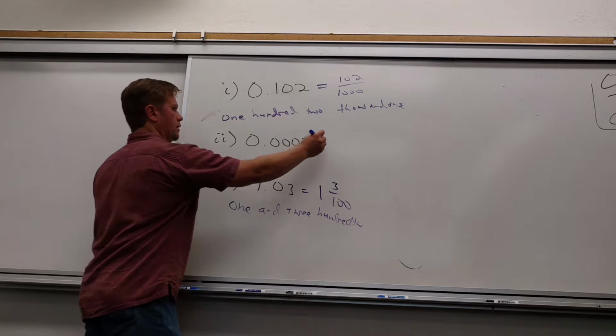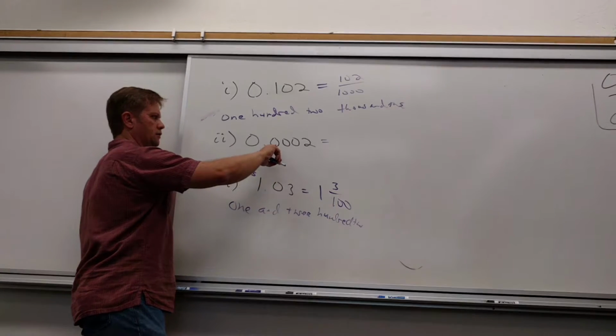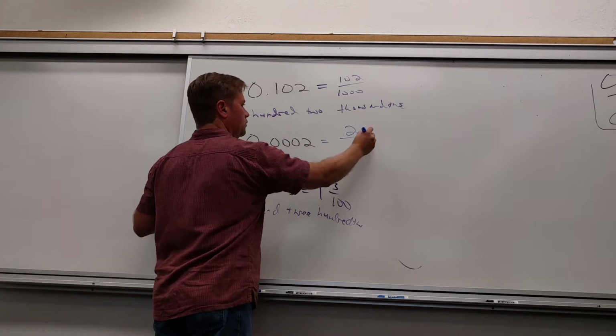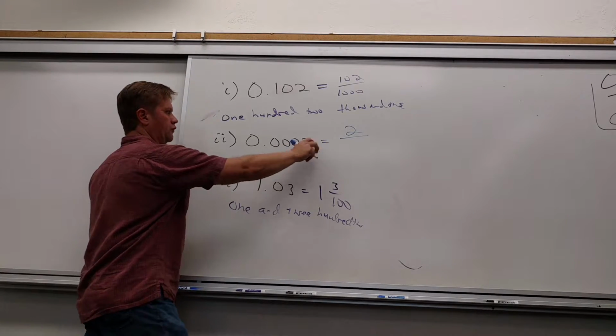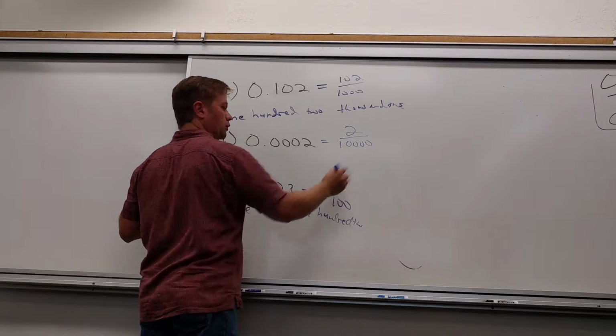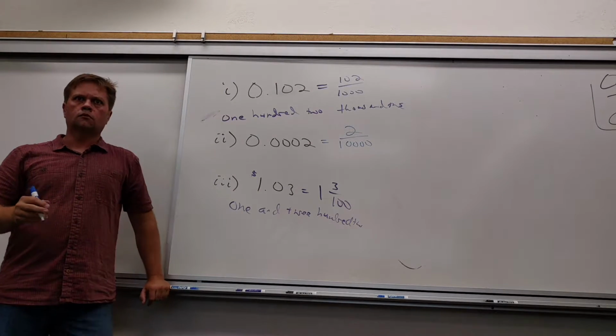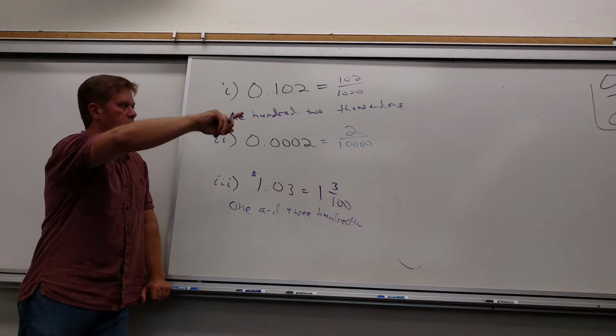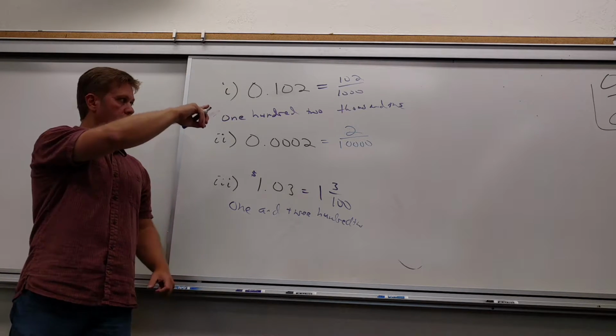All right, and what about this last dude? What would it look like as a fraction? 2 over 10,000. I like it. And you can always do this, this always works. 1, 2, 3, 4. That's another way to look at it. It's divide by 10, divide by 10, divide by 10, divide by 10. So divide by 10,000 total.